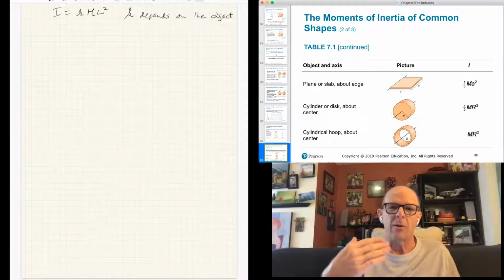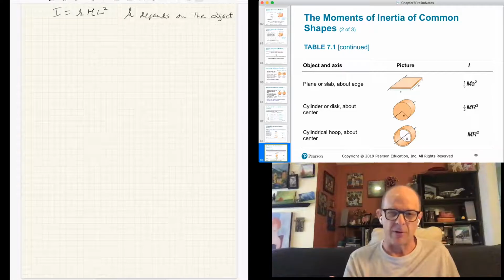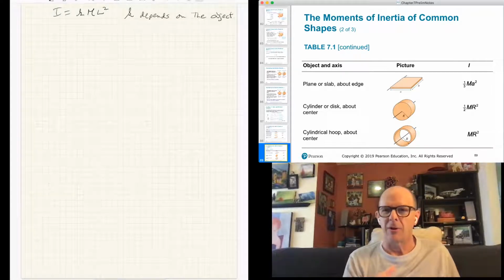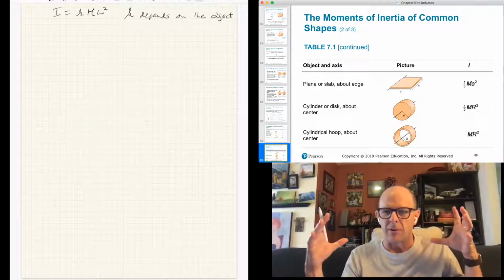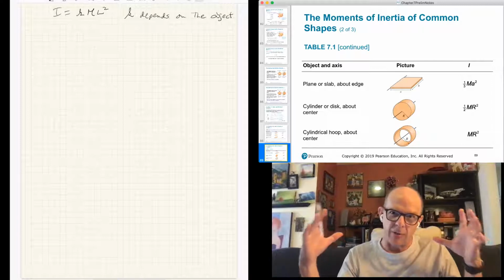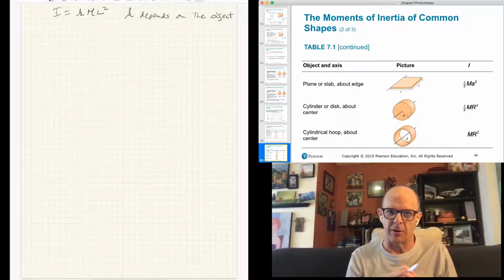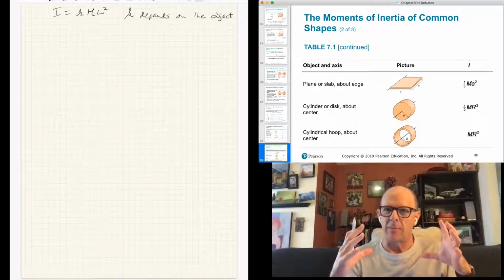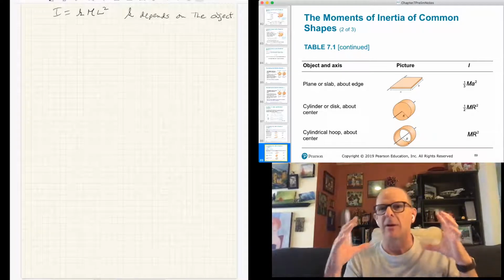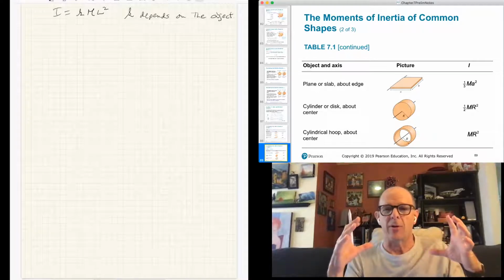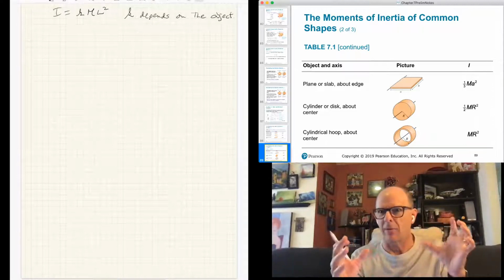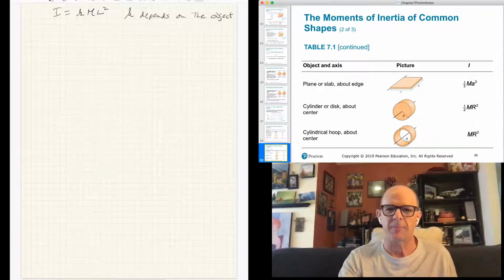So while I don't expect you to memorize those coefficients k for these different objects, you should know that the greater the distance on average of stuff from the axis, the larger will be the moment of inertia. So a hollow object of the same mass is going to have a higher moment of inertia than a solid object of that same mass.